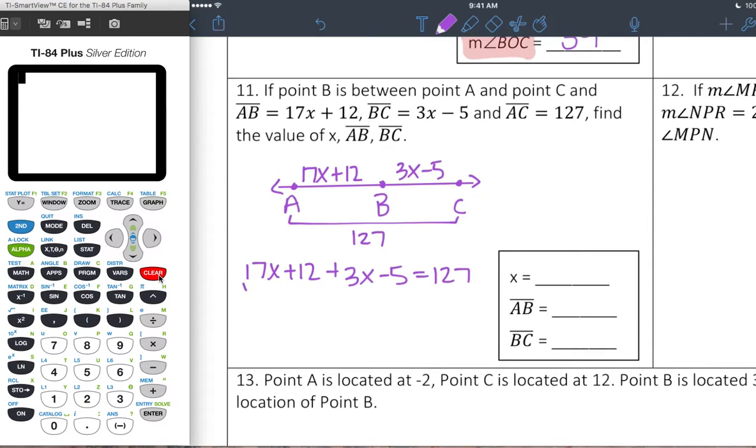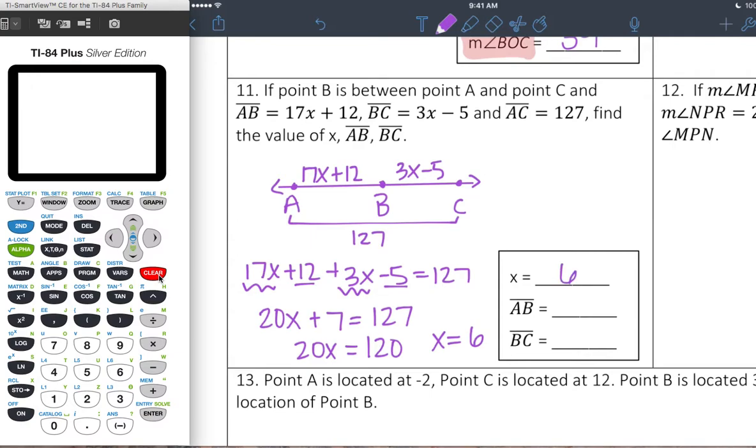We'll combine our like terms. We'll have 17x and 3x, which will give us 20x. 12 minus 5 is a positive 7, equals 127. Subtract 7 from both sides, and we'll get 120. So our final x value is going to be 6.